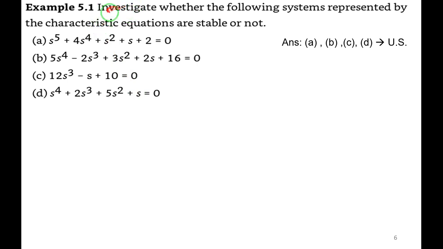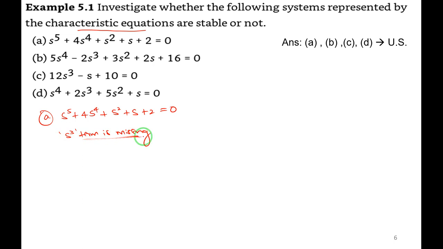Investigate means no need to solve, just inspection: investigate whether the following systems represented by the characteristic equations are stable or not. Okay, let me take the first one. A: s power 5 plus 4s to the power of 4 plus s square plus s plus 2 equal to 0. Observe whether the necessary condition is satisfied or not. Yes, the highest power of s is 5, s power 4, but the s cube term is missing, while s square and s power 1 are present. So the s cube term is missing.